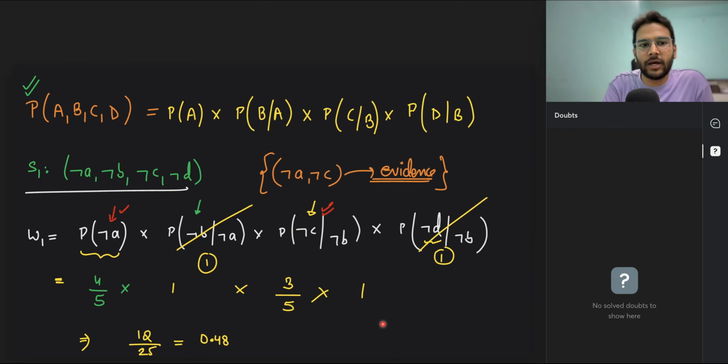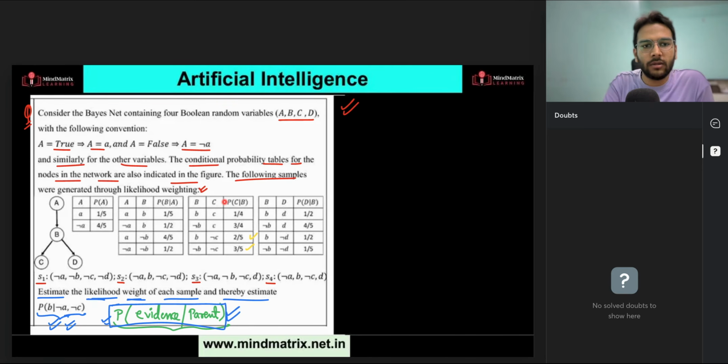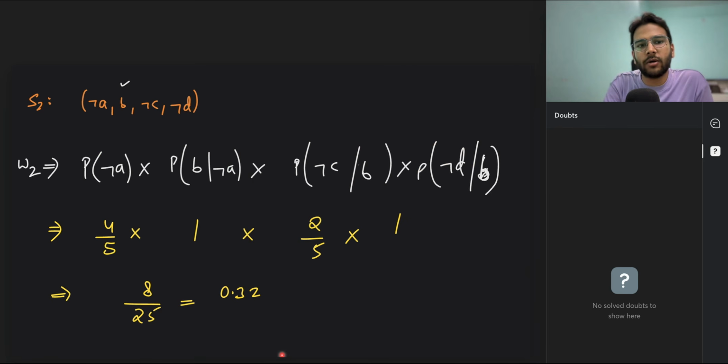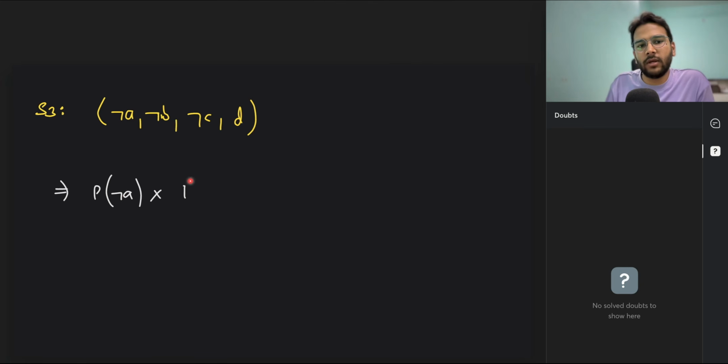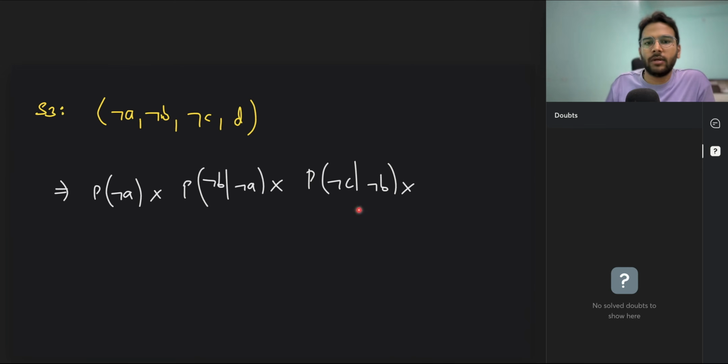So let's do it quickly for S3 also. I want to solve this question entirely so that you get entire clarity. This time D is not there, rest all are not: not of A, not of B, not of C, and D. So let's quickly do it here. Probability of not of A, not of B given not of A, not of C given not of B, D given not of B.